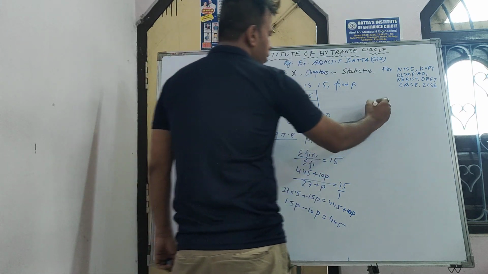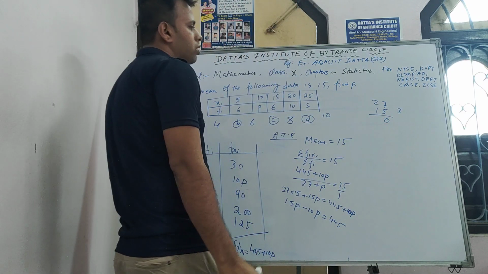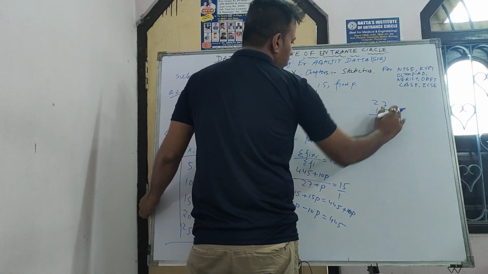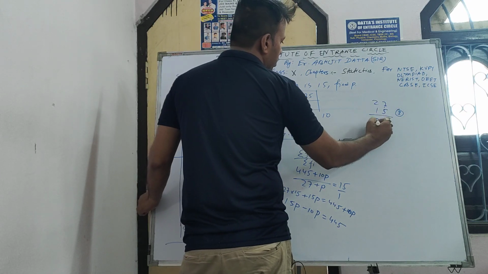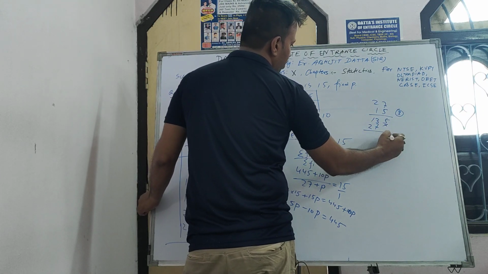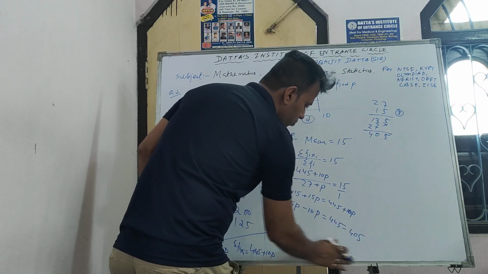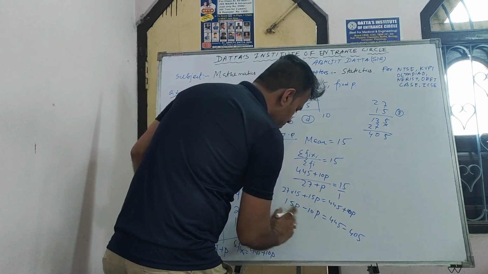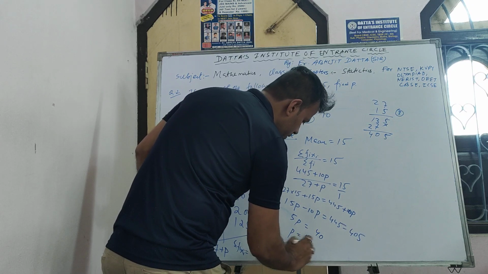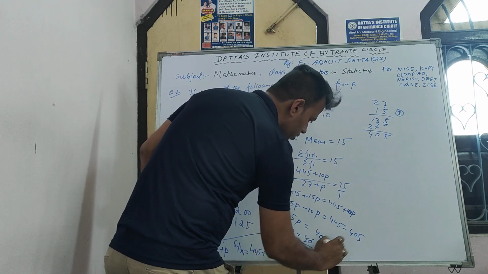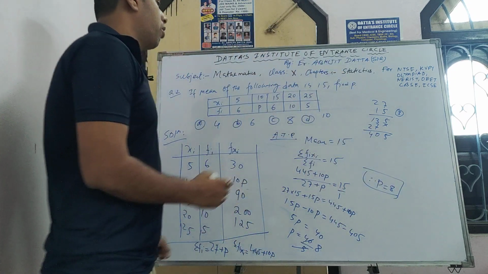Just multiply 27 into 15: it will be 405. 405 minus 445, so it will be 5p on one side and 40 on the other, so p will be 40 by 5. So the value of p is 8. Which option is correct? Here option C is the correct answer.